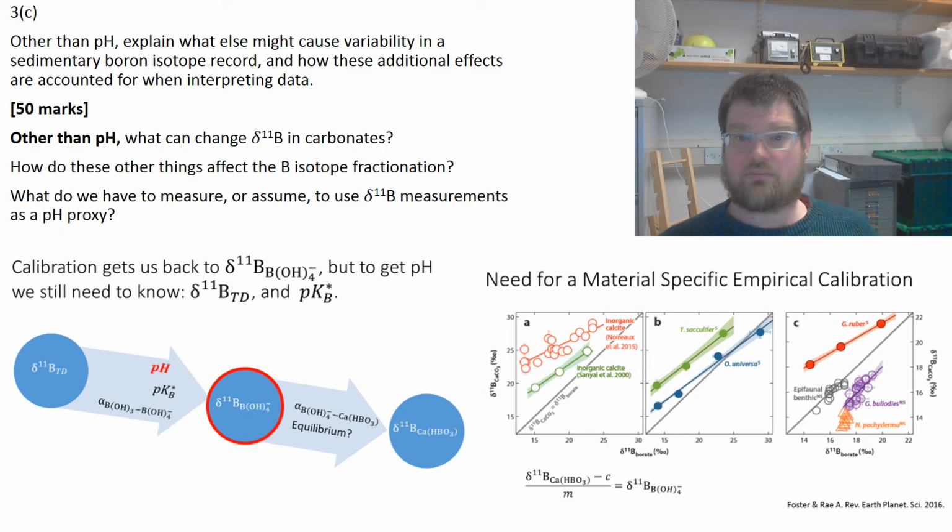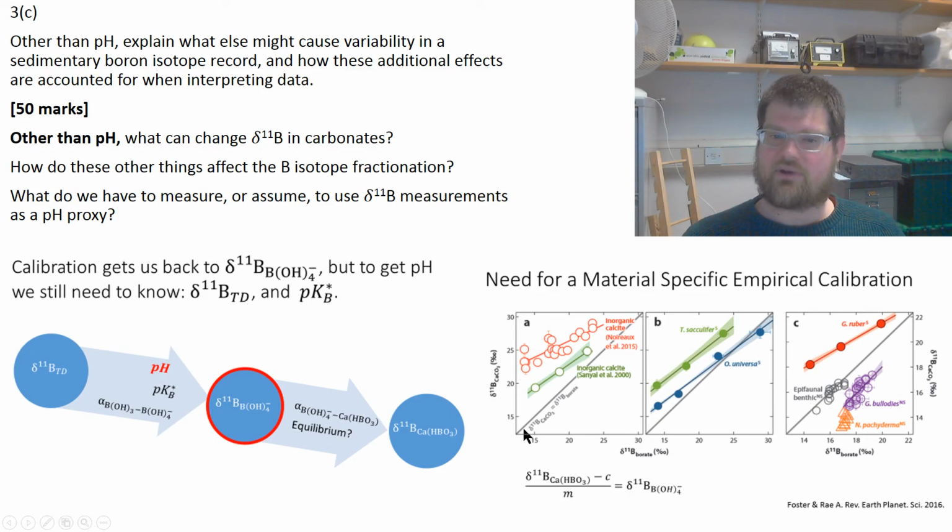So how do we get round these problems? This is moving on to maybe the last part of this question here. We use empirical calibrations where we measure the carbonate-bound boron isotopes and compare that with what we should be getting for the borate ion. You can see that we don't fall on the one-to-one line for many kinds of sample, but that doesn't matter because if we can produce our own calibration curve, we can use that to correct for this non-equilibrium effect, sometimes called the vital effect of biology messing things around a little bit.